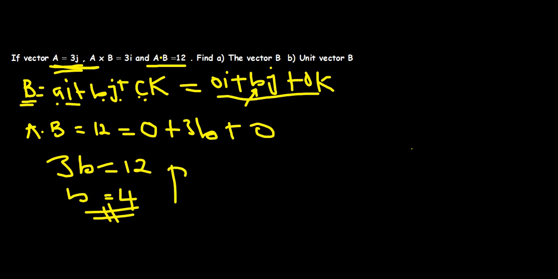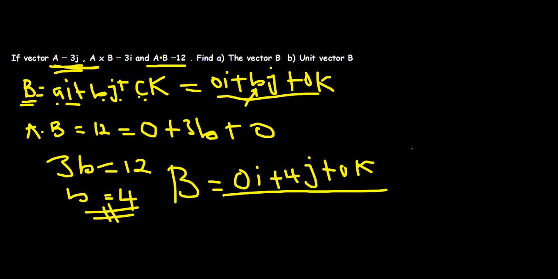It means our vector b now is equal to 0i plus 4j, and then plus 0k. So this here is our vector b. We've answered question A, which said find the vector b. We are now remaining with part B, which is asking us to find the unit vector of b. So how do you find the unit vector of b?